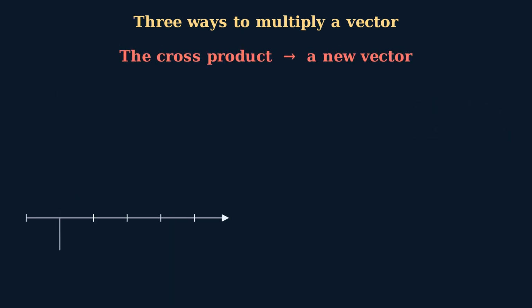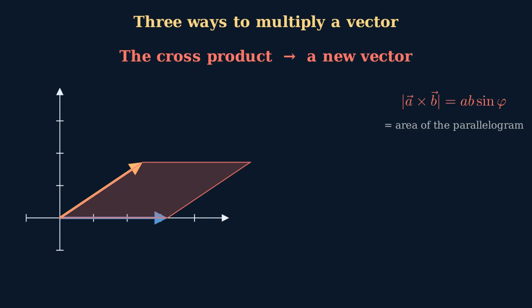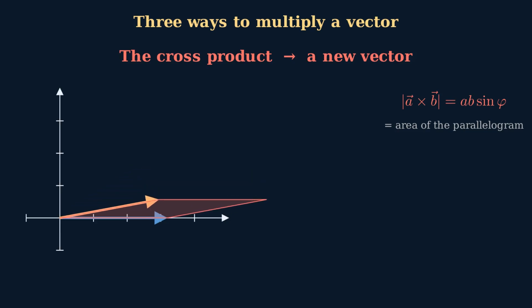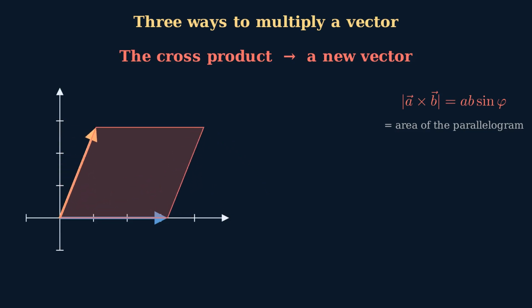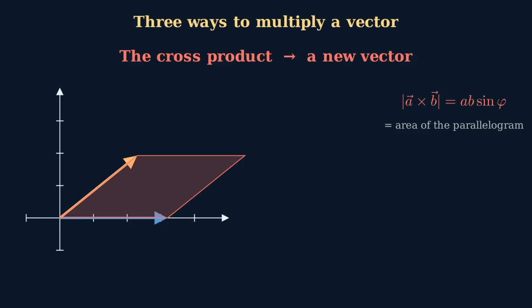Third and last, the cross product, and now two vectors give back a brand new vector. Its size is A times B times the sine of the angle. And there's a gorgeous picture for that. It is exactly the area of the parallelogram the two vectors sweep out. Now sine behaves the opposite way to cosine, so this is the mirror image of the dot product. When the vectors line up, the parallelogram is squashed flat, 0 area, 0 cross product.